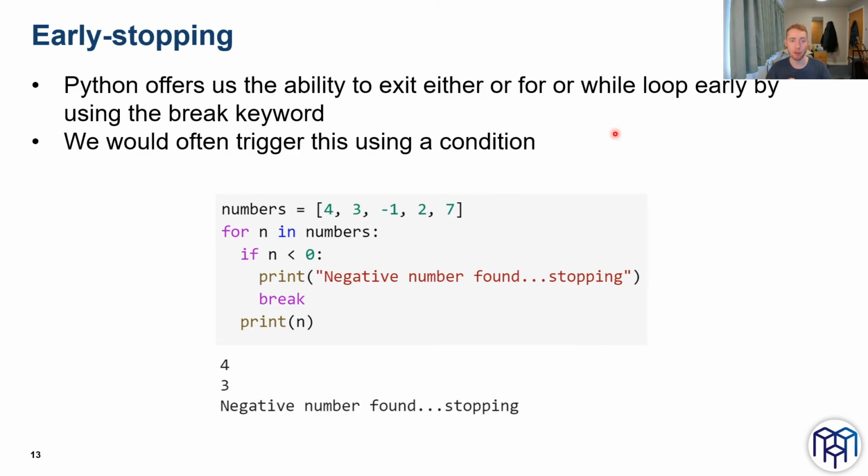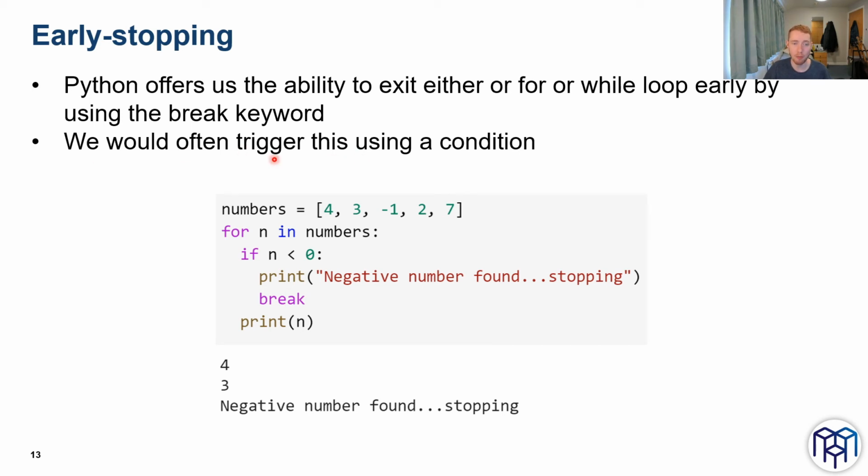Okay, so now we're going to have a look at early stopping. When we do a for loop, we're running it for a predetermined number of times. But it may be the case we want to exit the loop early. And to do this, we use the keyword break. This also works for a while loop, but it's less common to use this for a while loop because we could just put that breaking condition as part of the while condition at the start.